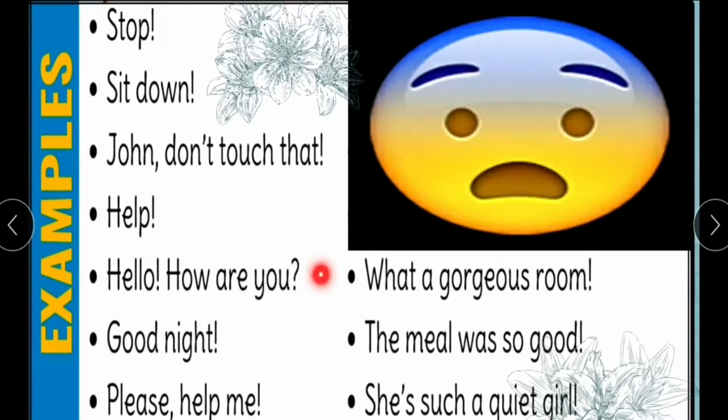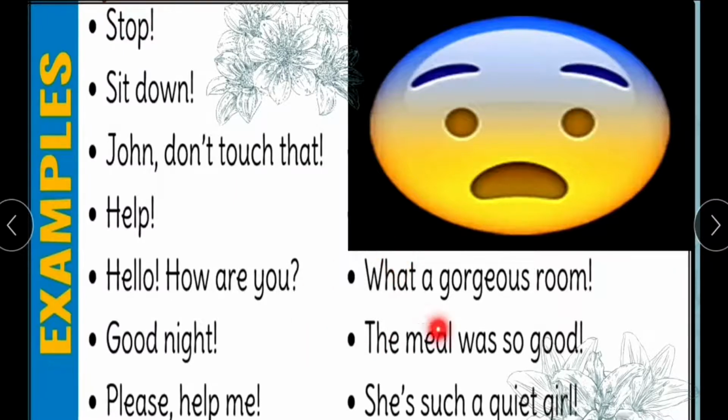Okay. Now this one is the exclamation sentence. What a gorgeous room. It's like this way. Okay. So this way the exclamation signs are used. You can take a screenshot of this exercise and you can write it.